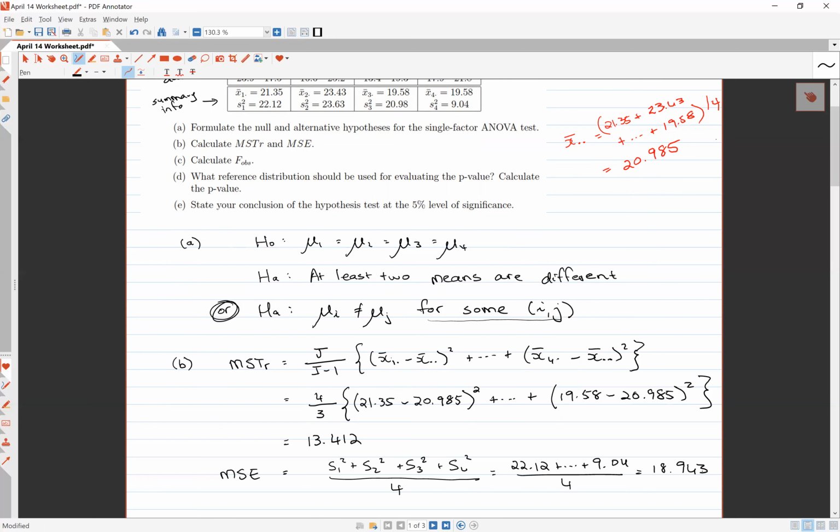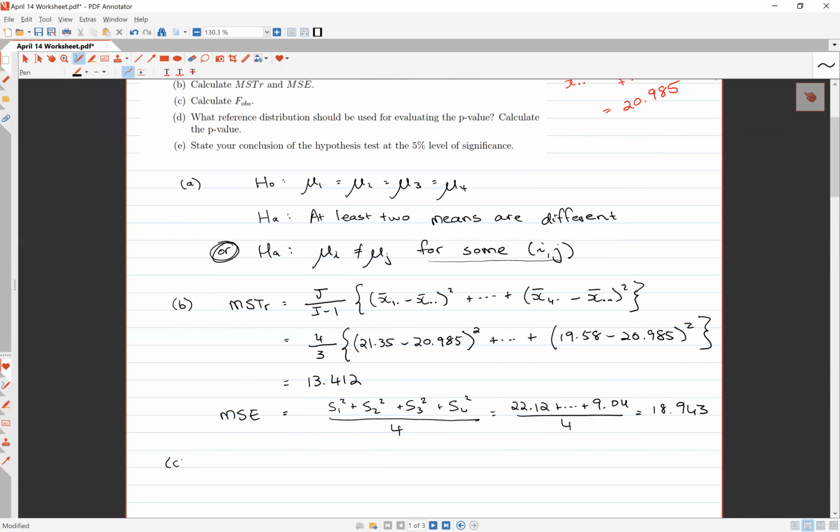Okay, so that now allows us to calculate the value of F observed. Now, F observed is just the ratio mean square of treatment over mean square of error.